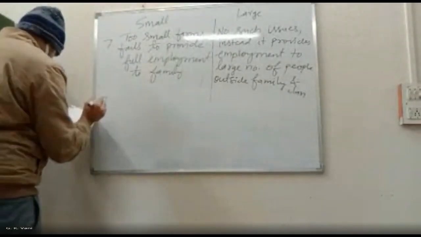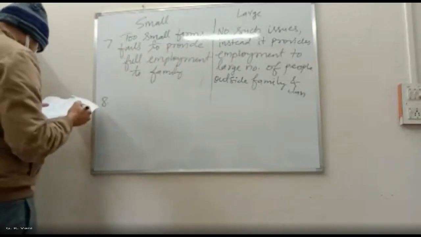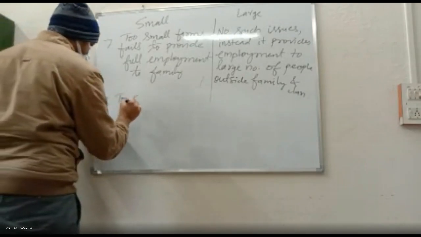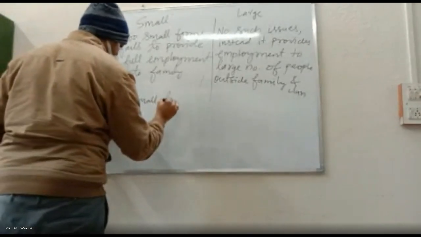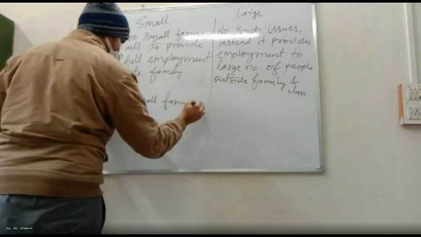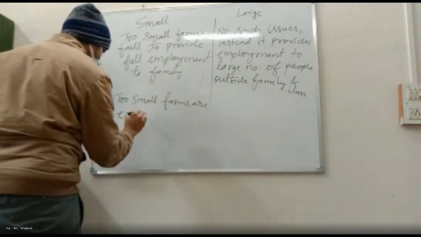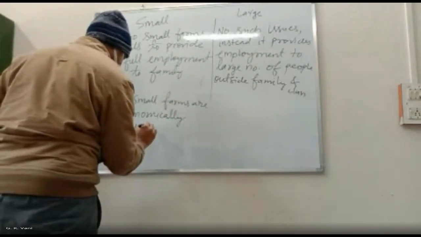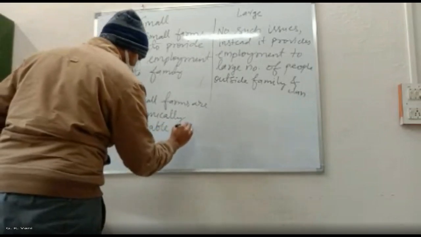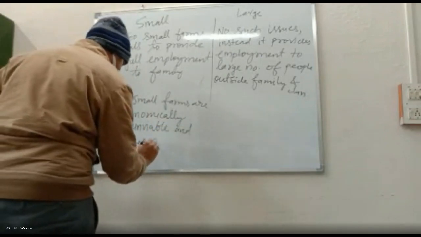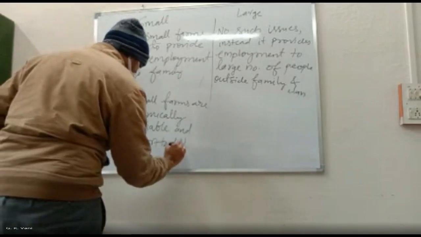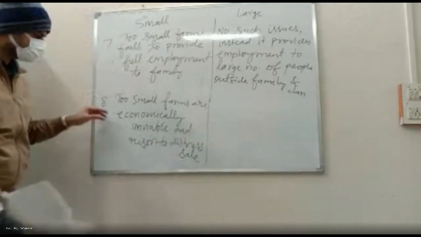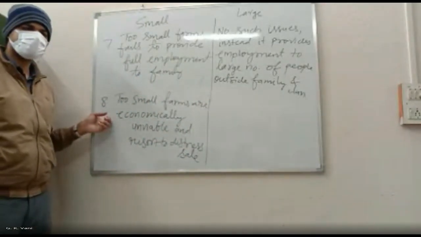Then the eighth one is, too small farms are economically unviable and resort to distress sale. Right? Why do they resort to distress sale? Why do the small farms resort to distress sale?